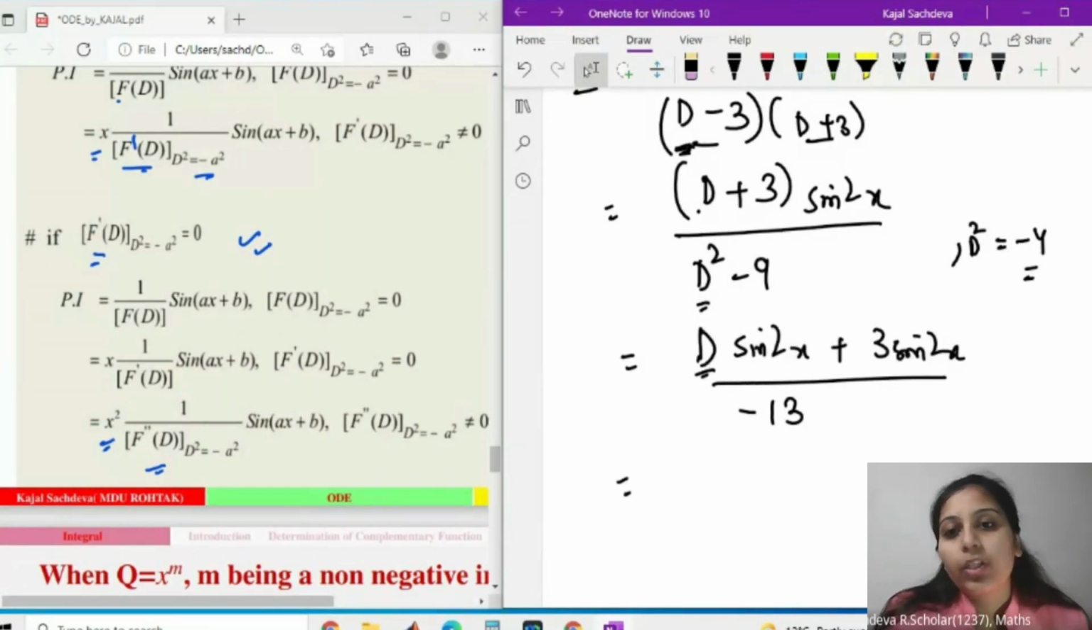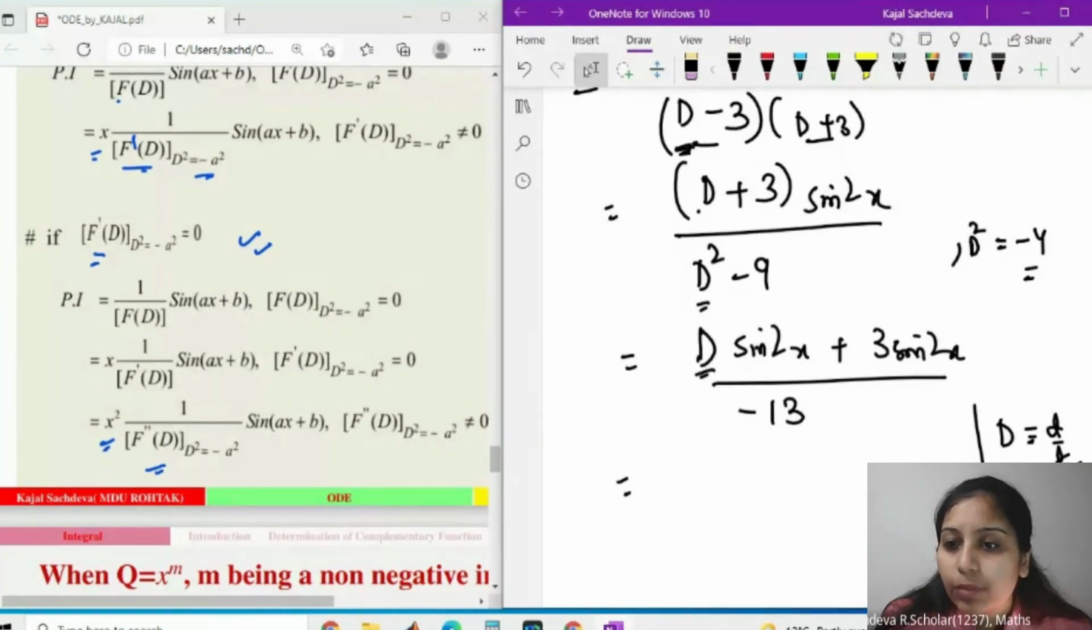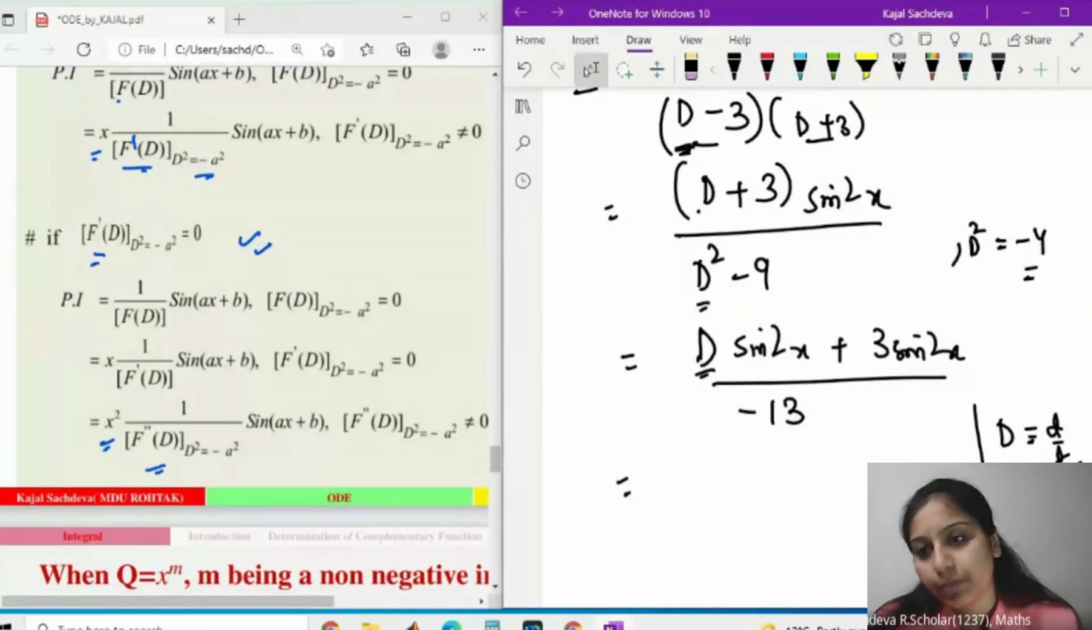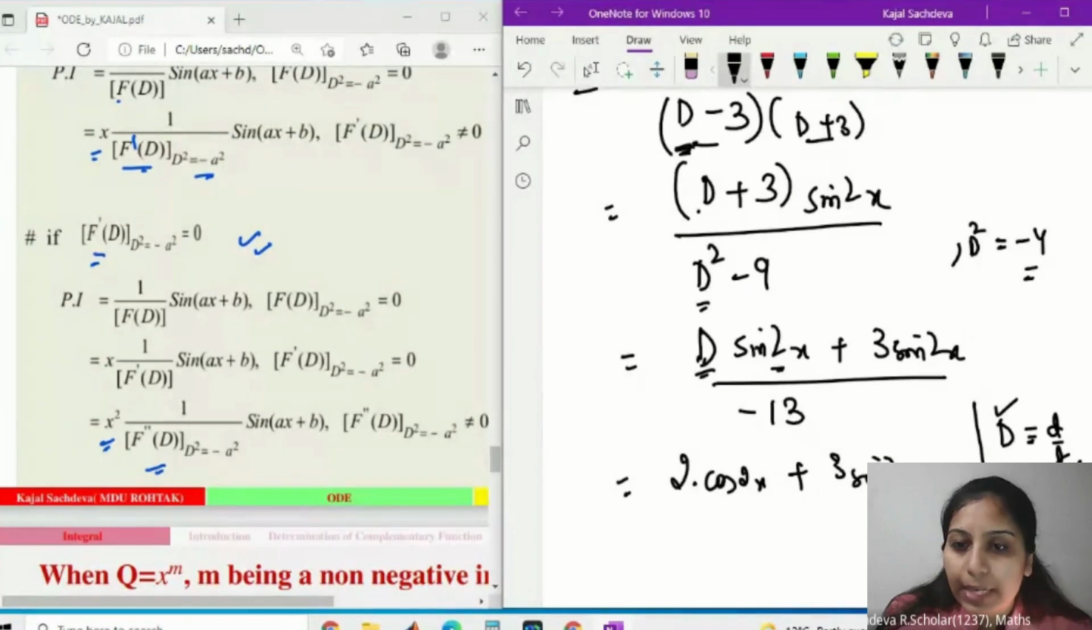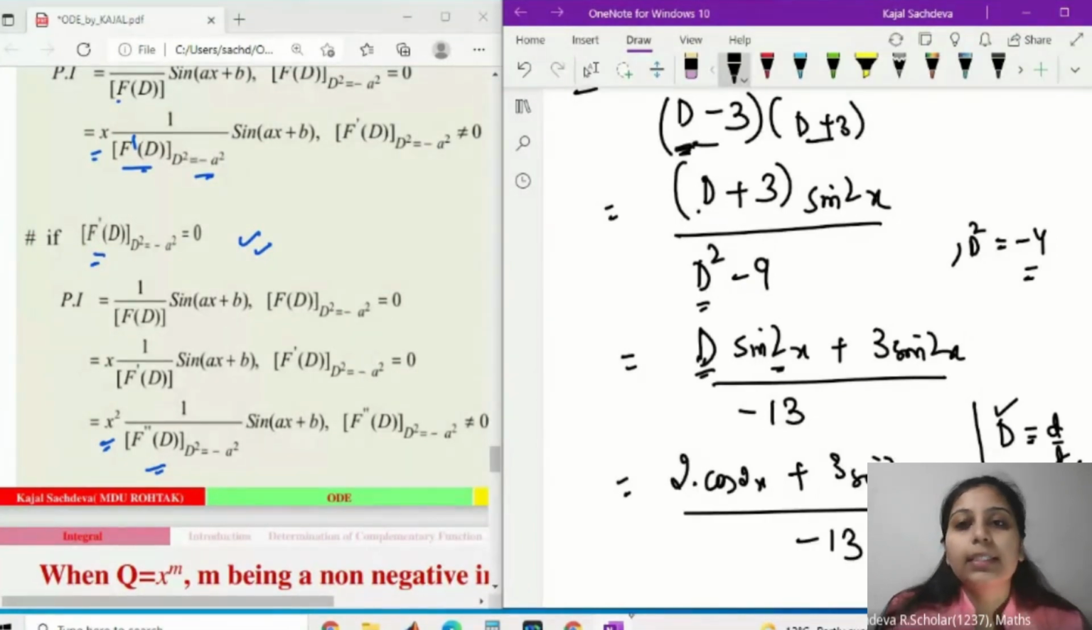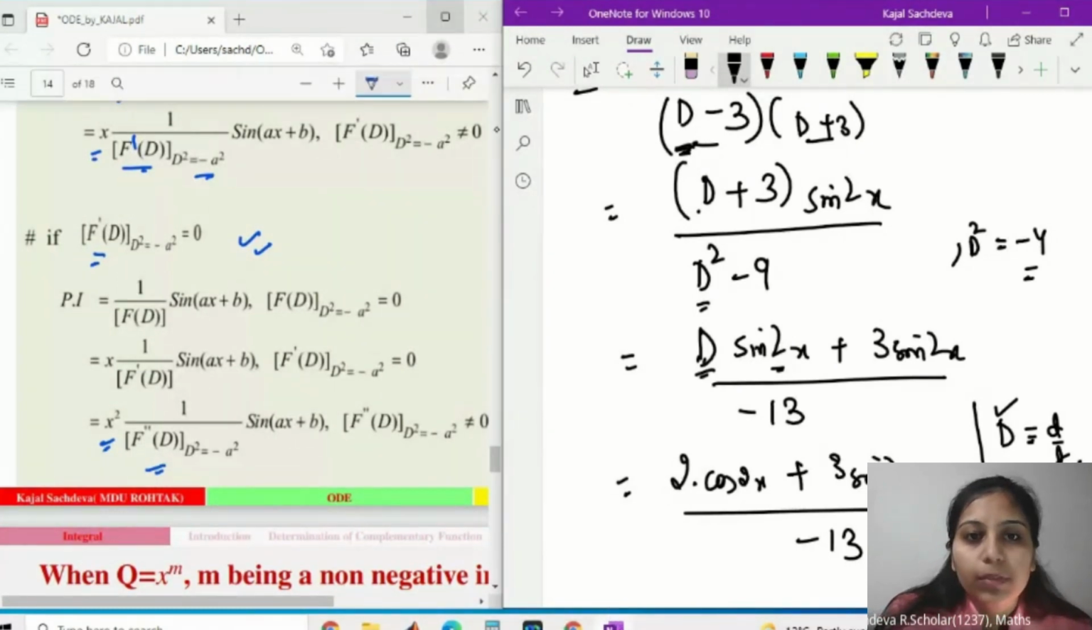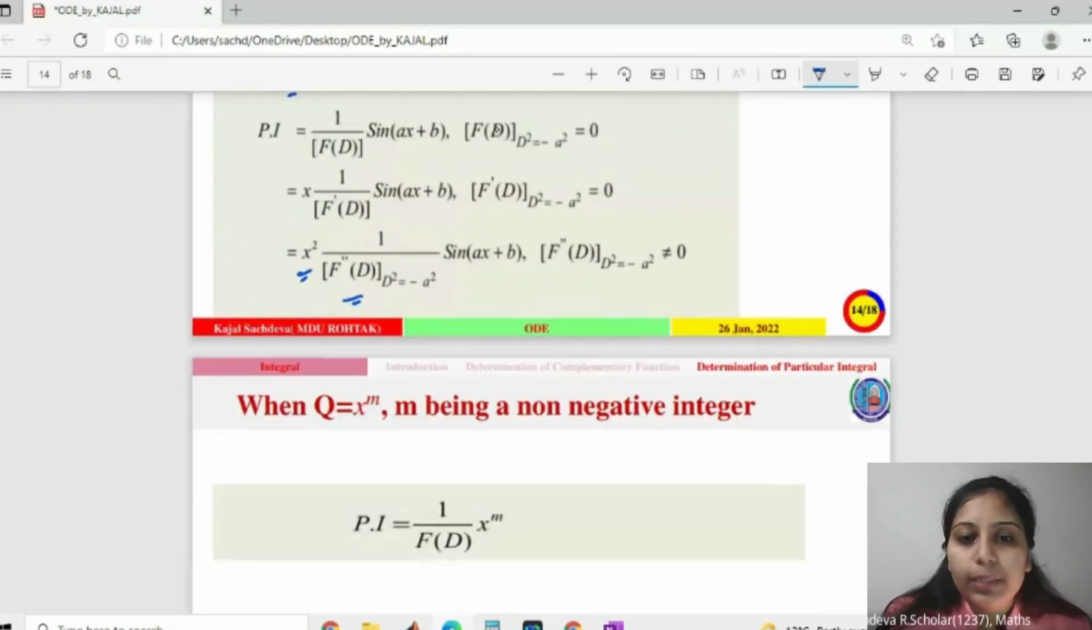D stands for differential operator, d by dx. So keep that in mind. D will be replaced by d by dx, and when we have 1 by D, we just simply replace it by integration. Whenever we have only D, then we replace it by d by dx, and we have 1 upon D, we just replace it by integration. So do the derivative of sin 2x. What is the derivative? 2 into cos 2x plus 3 sin 2x upon minus 13. This is the required PI in this case. So proceeding further, this is the case of sin ax plus b.